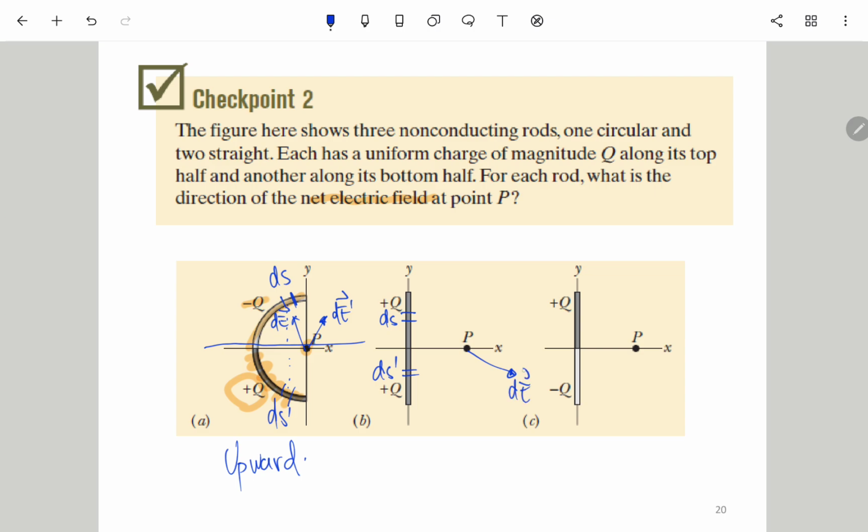So this is dE, because this part has a positive charge. So the E field generated at point P due to this part will be pointing to the bottom right. And then similarly for ds prime, this is also positive charge, so dE prime will be pointing to the top right. When you add these two together, the total E field will be pointing to the right side.